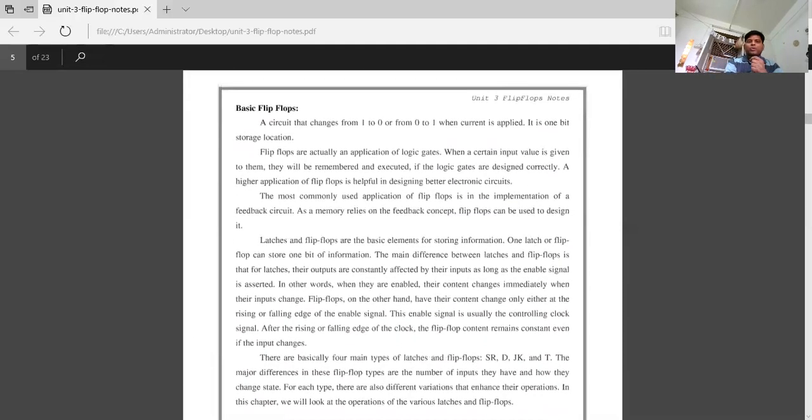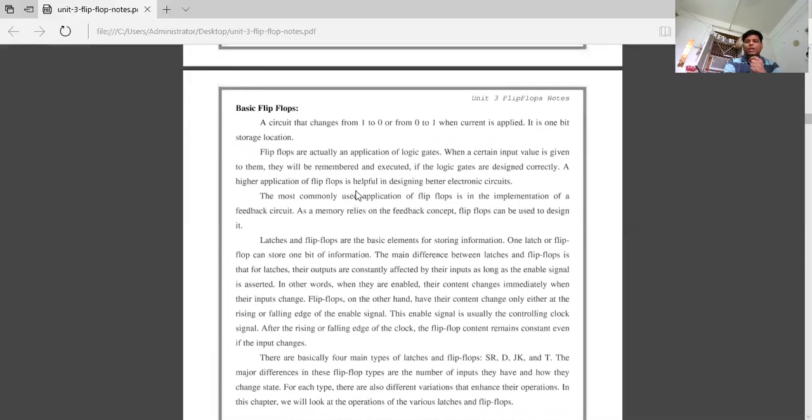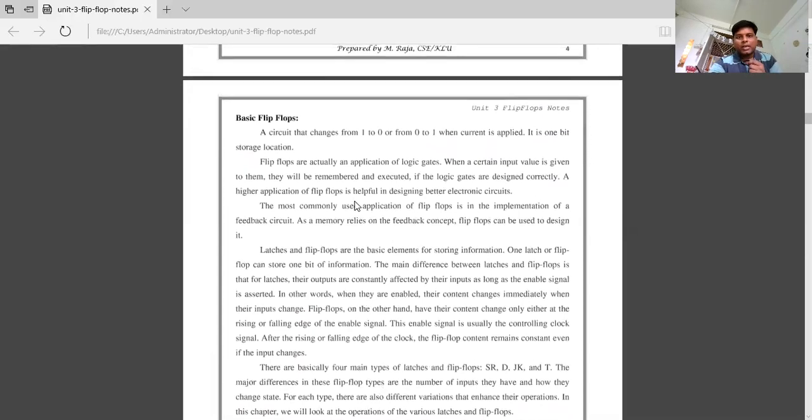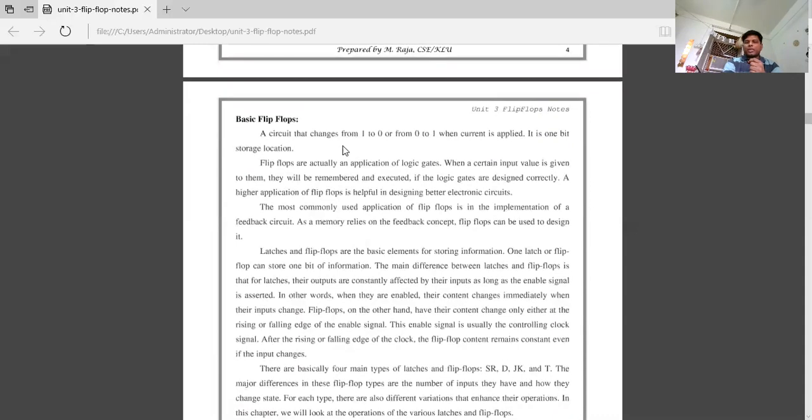Now move to the basic flip-flop. A flip-flop is a circuit that changes from 1 to 0 or from 0 to 1 when current is applied. It is a 1-bit storage location. The basic definition of the flip-flop is that it changes from 1 to 0 or 0 to 1. It is a 1-bit storage device only. Flip-flops are actually replications of logic gates. When certain input values are given to them, they are remembered as executed.